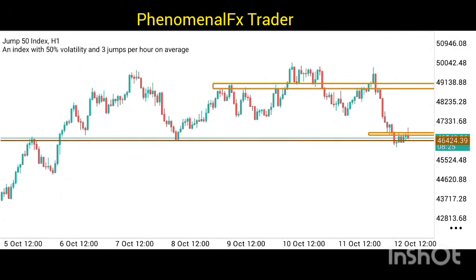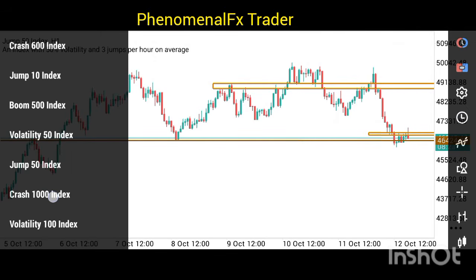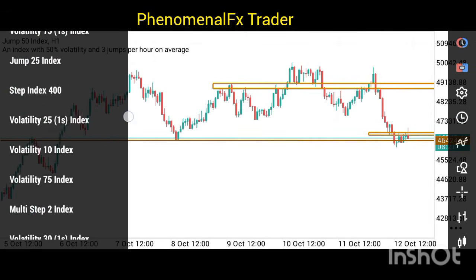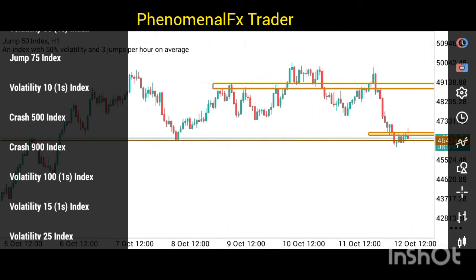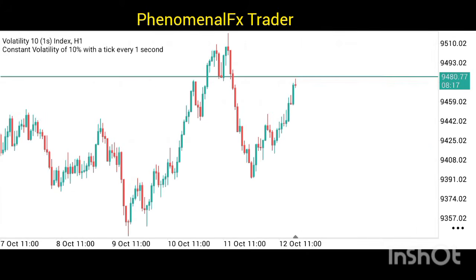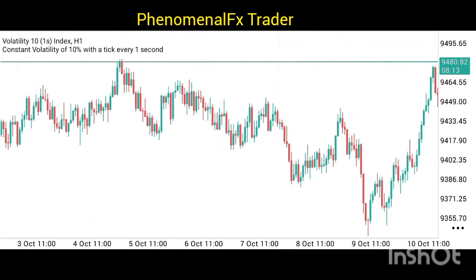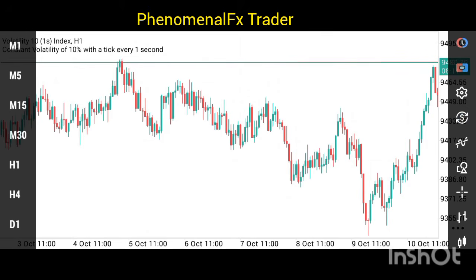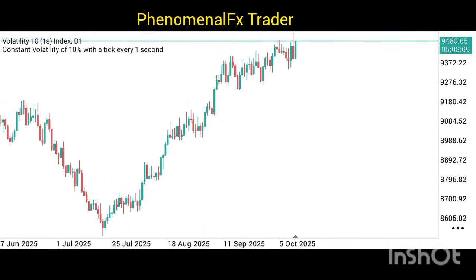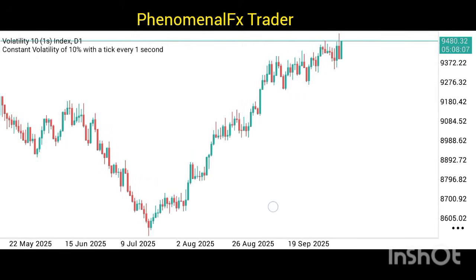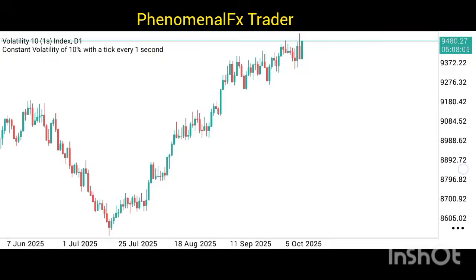Then the next pair we're going to be looking at is VIX 10 1S. Let me see it. All right, so this is VIX 10 1S. On this particular pair, if we go to the daily time frame, it is still trending bullish, although what we're seeing here looks like an impulsive correction.